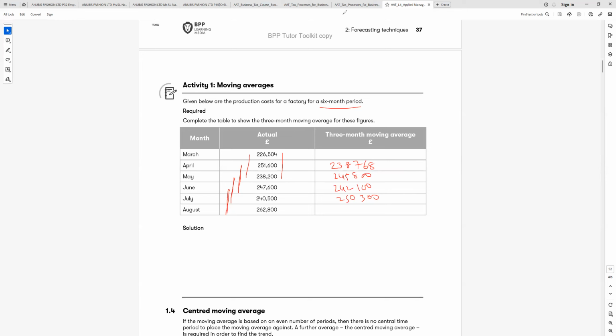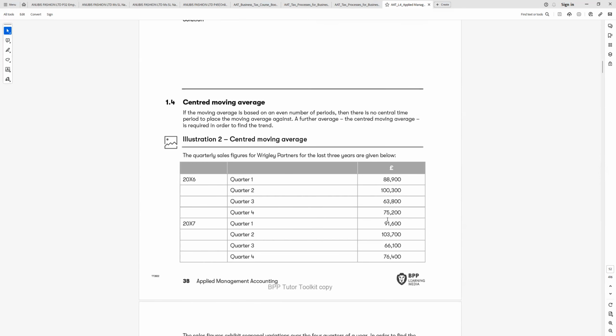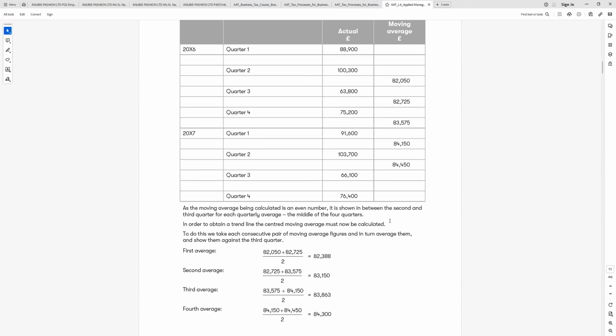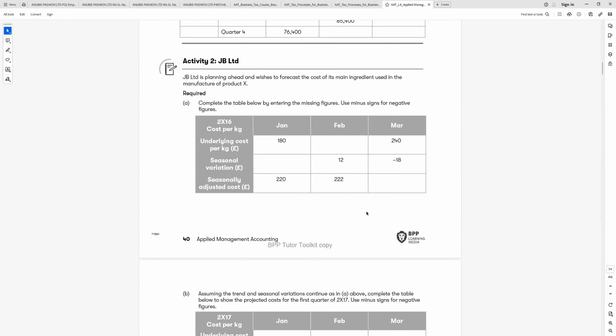All right, that's not a difficult one. Let's move to the next one. The next one we have here is the central moving average, but we've done this. So the next one, we're moving to seasonal variation. This is very common in the exam for 2 marks. So let's do that.